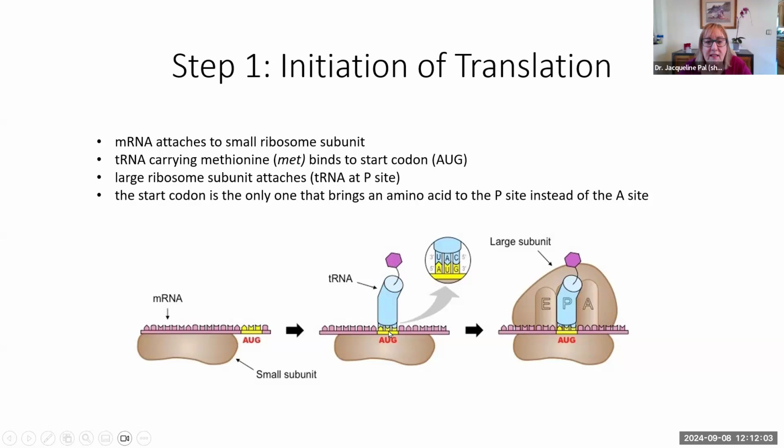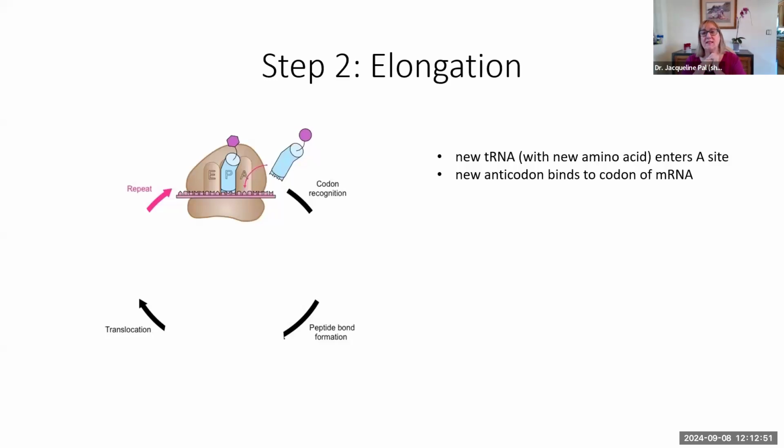After the transfer RNA binds to the AUG of the messenger RNA, that is when the large subunit of the ribosome will attach. And what's interesting is the way the large subunit attaches is that it puts this very first transfer RNA in the P site of the large subunit. It's not in the A site. The start codon is the only one that brings an amino acid to the P site instead of the A site. But now we are ready to start adding amino acids, and we're done with initiation, so we are done with step 1. We're ready to move to step 2, which is known as elongation.